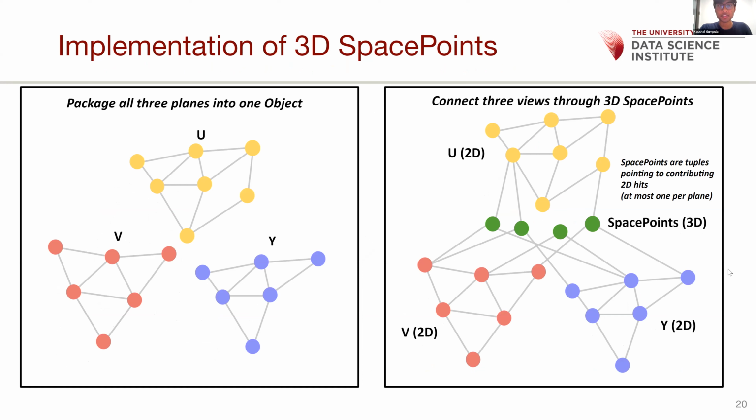So we moved from using sort of a 2D representation concerning the U, V, and Y planes that were separate and parallel to giving 3D context information that allows the model to recognize the fact that, okay, this hit from the U plane, this hit from the V plane, and this hit from the Y plane are all associated in the actual interaction.